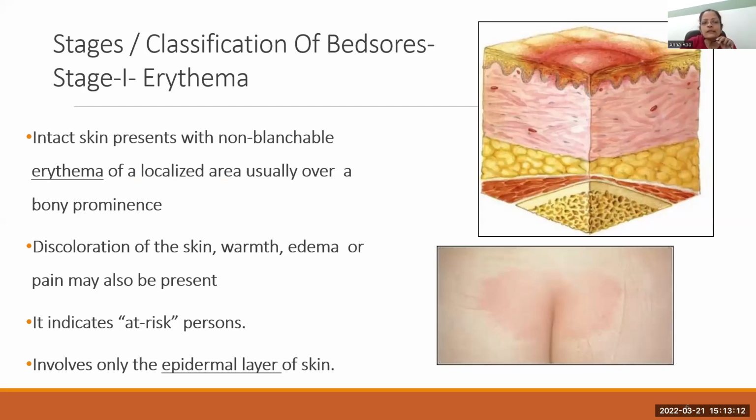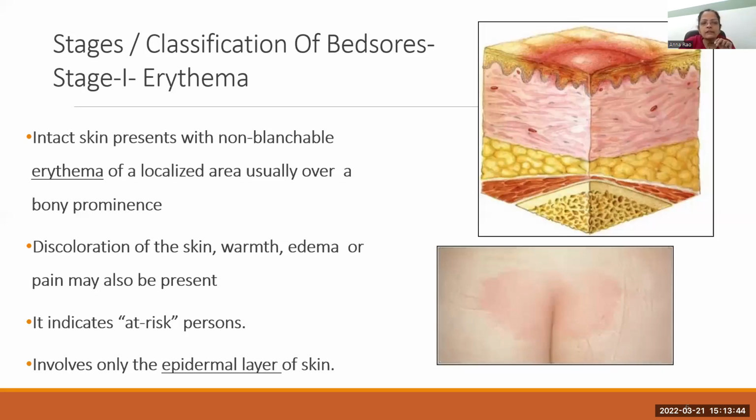Now let us move to the stages. I know we all have learned this, but just to remind all of us to see and identify in which stage our patient is in terms of bed sore, so that we can take adequate precautions, so that the stage 1 pressure sore doesn't enter into stage 2, not into 3, and so forth.